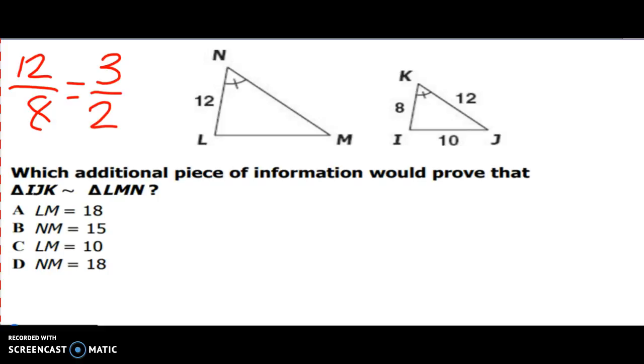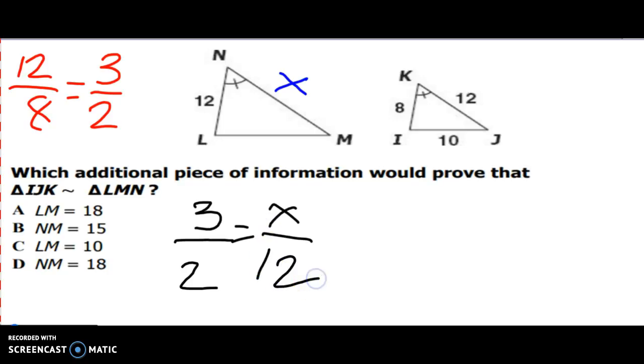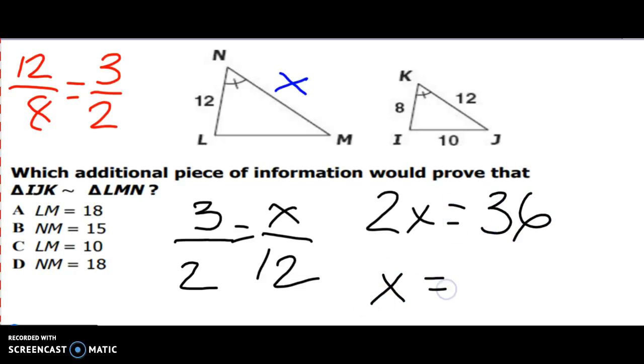So now I'm going to see if I can figure out what the length of this side over here should be. So if I use my scale factor of 3/2, remember this came from this triangle, so I'm going to do x, and the 8 came from this one, over 12. So if I cross multiply, I get 2x is equal to 36. If I divide by 2, then MN should be 18.